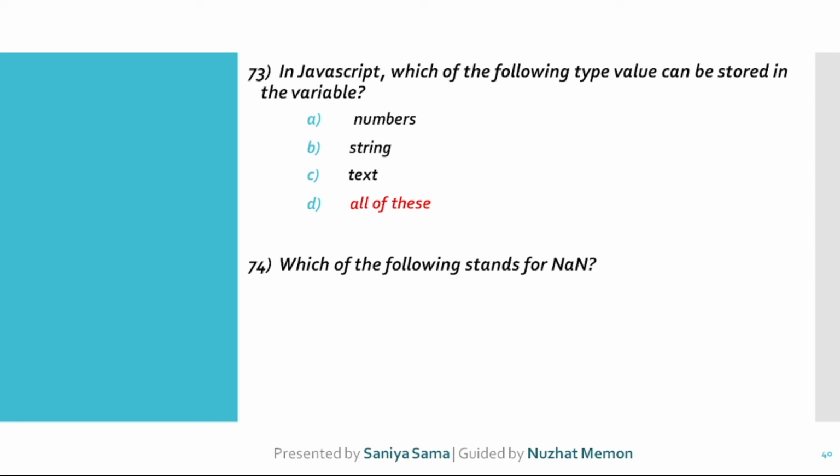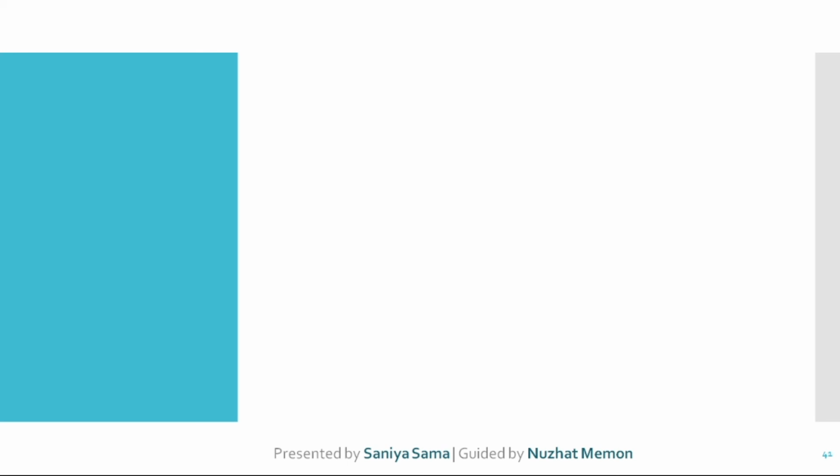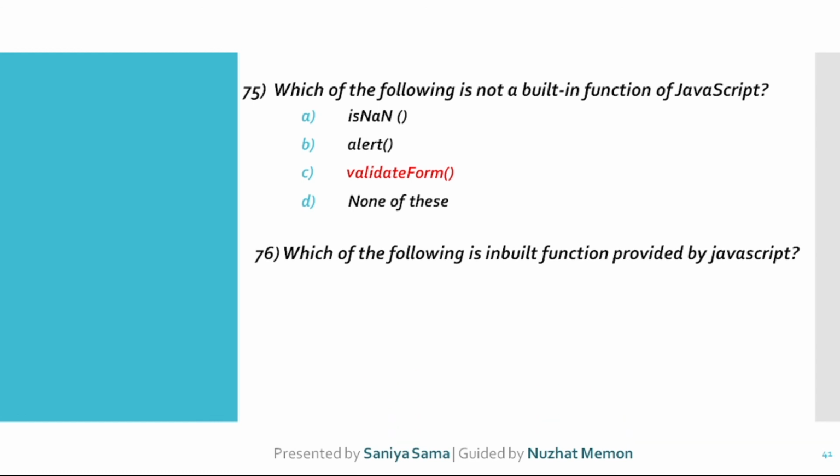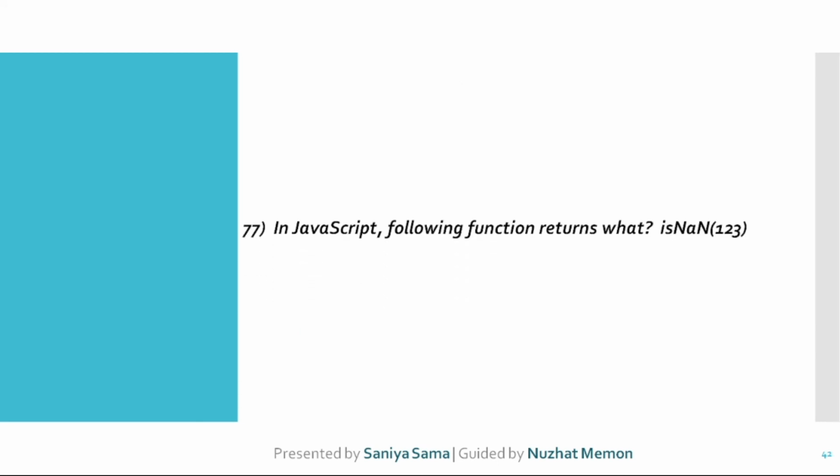74. Which of the following stands for none? Option A not a numeric, option B not a number, option C not a noun, option D not a numeric. The answer is not a number. 75. Which of the following is not a built-in function of JavaScript? Option A is none, option B alert, option C validate form, option D none of this. The answer is validate form. 76. Which of the following is inbuilt function provided by JavaScript? Option A alert, option B value form, option C hello, option D validate forms. The answer is alert.